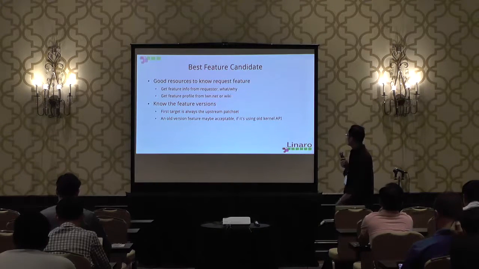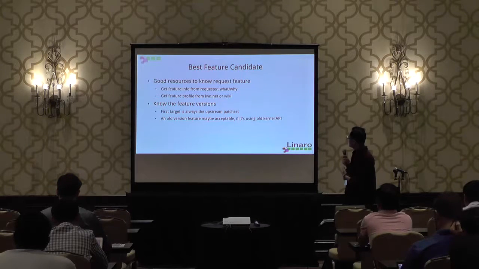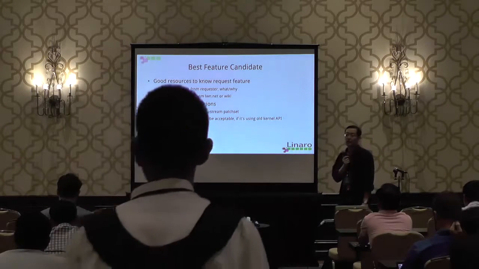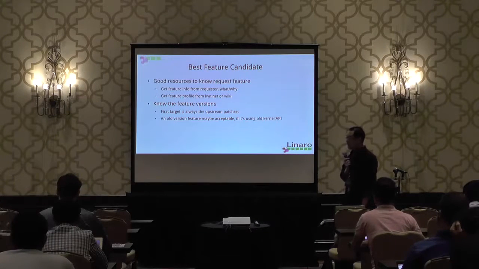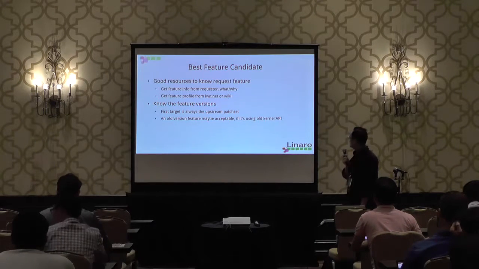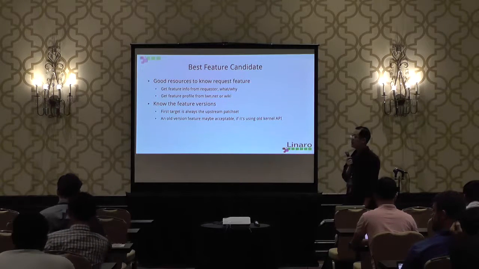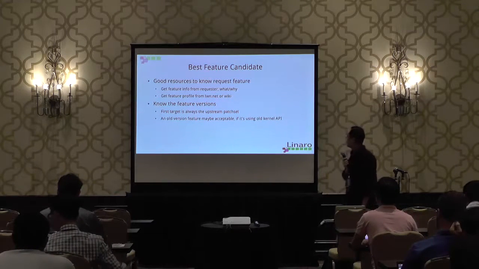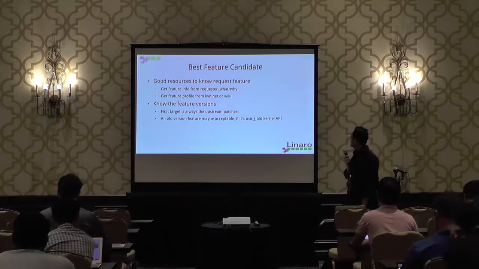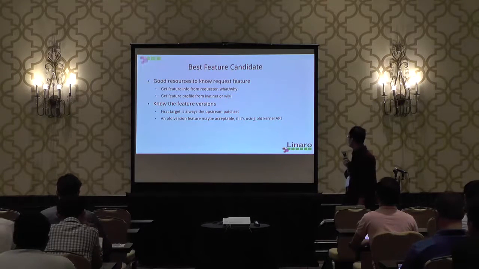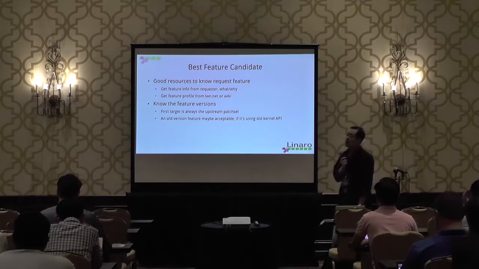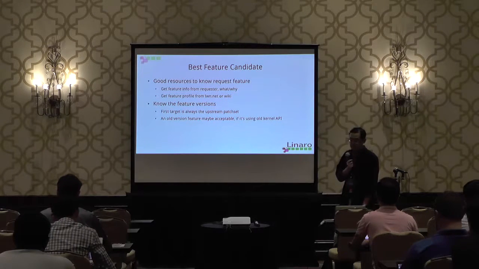During feature development, there are usually a lot of versions that go to the upstream or are sent to the LKML. The first target should always be the last one, which is what gets merged into the upstream. But sometimes an old feature version may be acceptable if it uses the old kernel API and has no functional or bug enhancements.